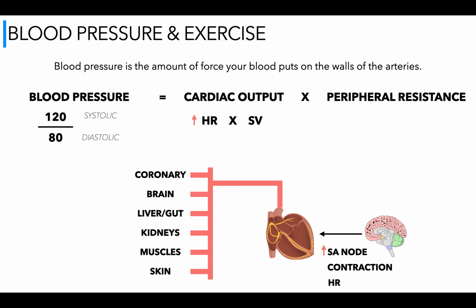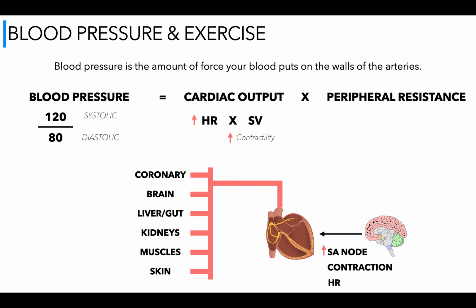Now, as we know, let's be careful. We know stroke volume will plateau during exercise, but we do have an initial increase, and as we can see from the heart rate, more forceful contractions. So contractility increases, meaning stroke volume increases. So already on half of this formula, we've got an increase. And blood pressure equals cardiac output times peripheral resistance.